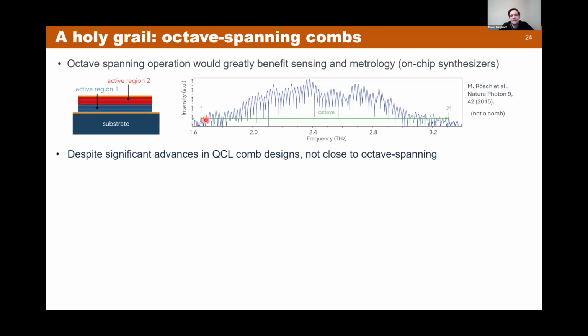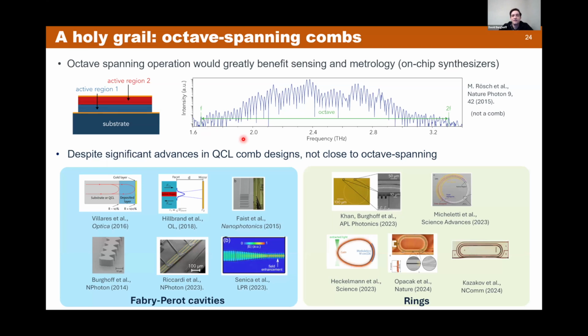But there's probably more hope for this than for many other gain media. There are very few platforms that have octave spanning gain or close to octave spanning gain, just in general. So the question is, how can you make broader bandwidth combs? A number of different techniques have been developed over the years, involving both Fabry-Perot cavities, which are more or less linear cavities, and also ring cavities. I'm not going to talk about all of them.